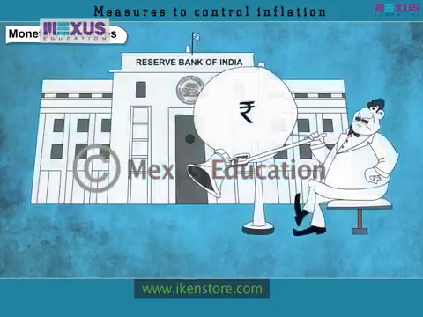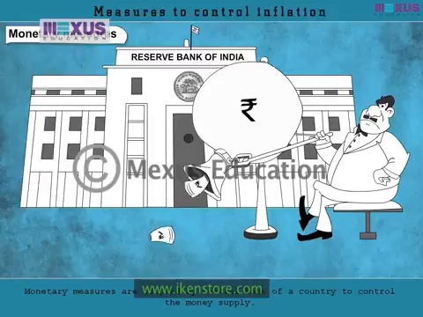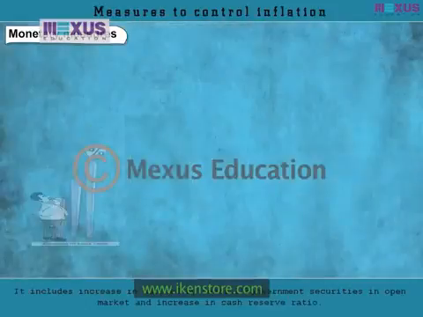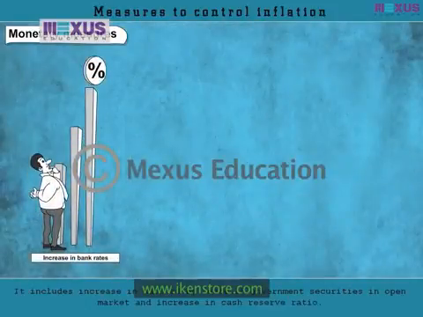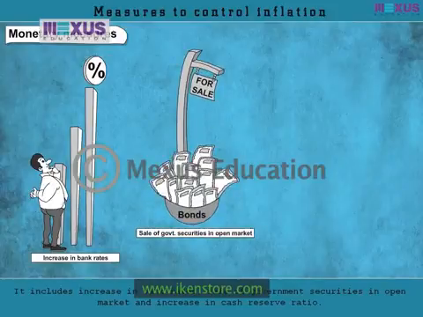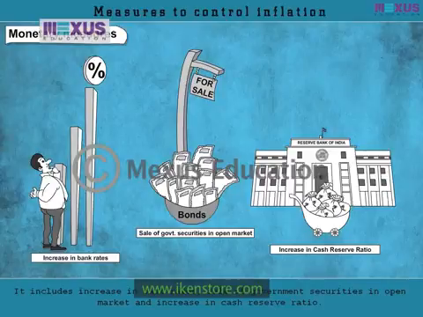Monetary measures. These measures are adopted by the central bank of a country, Reserve Bank of India in case of India, to control the money supply. It includes increase in bank rates, sale of government securities in open market, and increase in cash reserve ratio. Let us study in detail the monetary measures.